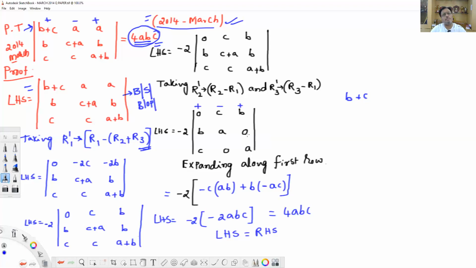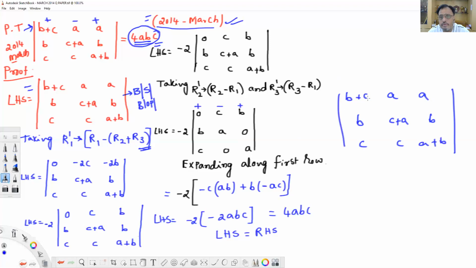As much as possible you make it 0, then definitely the determinant will become weak. Then you can find out the enemy will become very weak. Then we can easily defeat him after that. Okay, B plus C, A; B, C plus A, B; and C, A plus B.